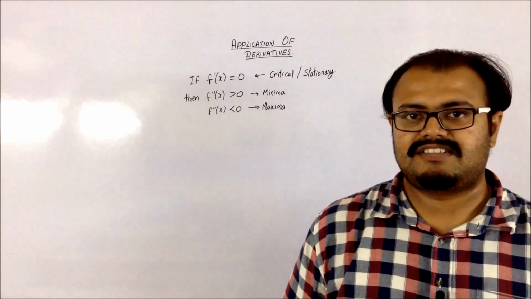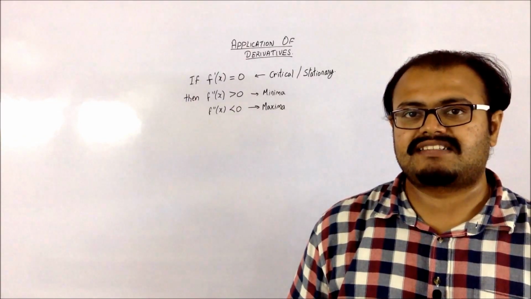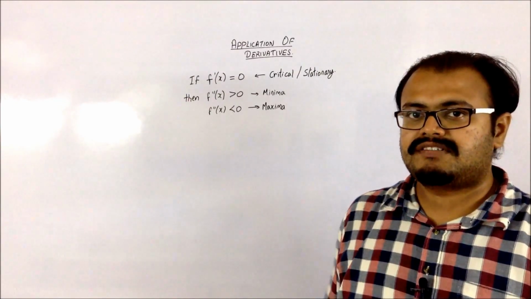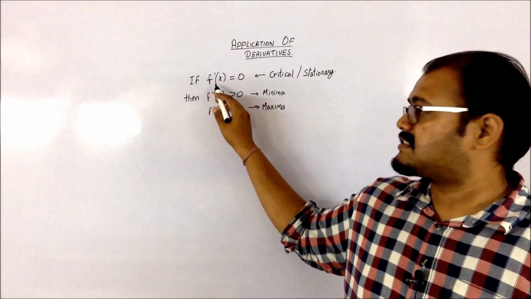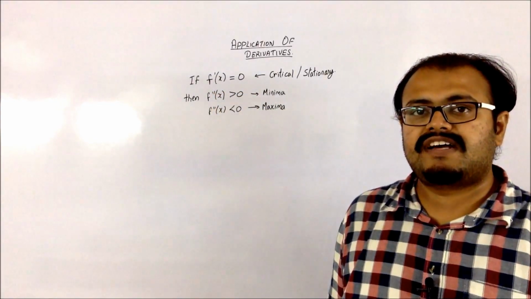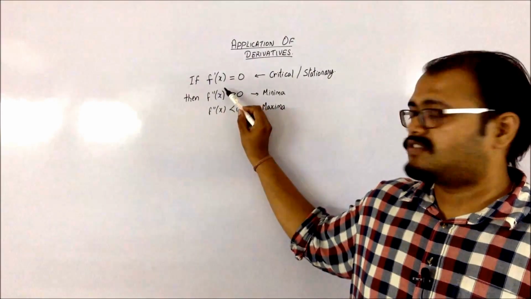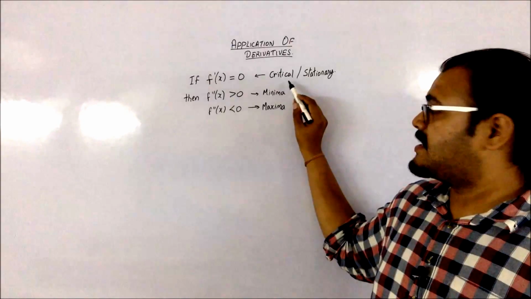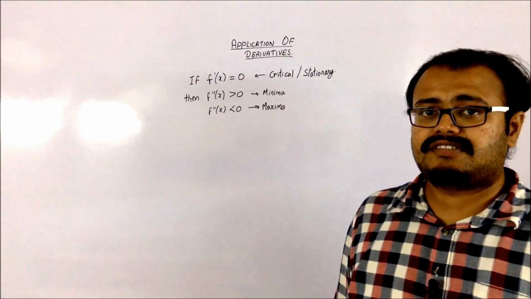The next application of derivatives is finding the maxima and minima of a function. To find the maxima and minima points, you have to consider the condition f dash of x equals 0. You have to find the roots of f dash of x. Whatever points you get are called critical or stationary points.